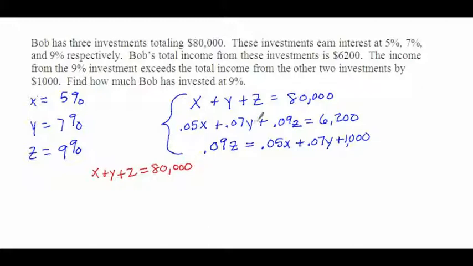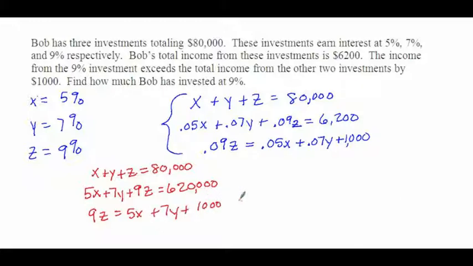Now, in order to get rid of these decimals in the second equation, I just multiply everything by 100. So it's 5x plus 7y plus 9z equals 6200, and add the two zeros there. Make sure you do it all the way across. And again, multiply that bottom one by 100. You get 9z is equal to 5x plus 7y plus 1000. Add your two zeros, so that's 100,000.